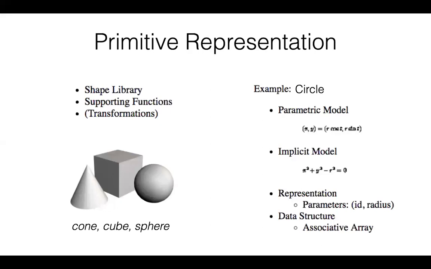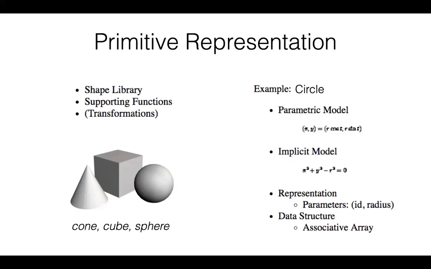So an example of primitive representation is a system that has a shape library. And so the shape library can represent different primitives, like here, a cone, a cube, and a sphere. And then we have several supporting functions to manipulate these shapes and the primitives. And also transformations, because when you put this in a complete scene, we want to transform these shapes to put them together and things like that, right?